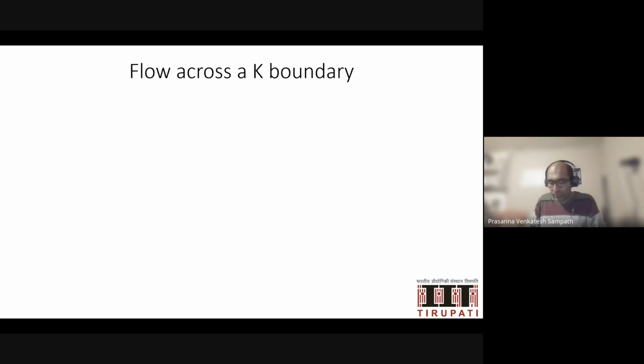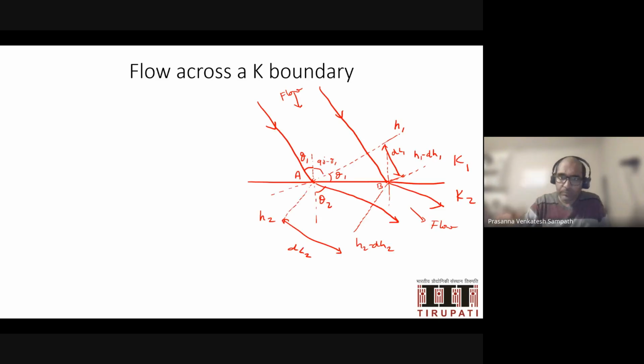So what we'll talk about today is flow across a hydraulic conductivity boundary. We were talking about flow nets, the idea of flow nets and so on. So what happens when flow approaches a boundary where two different hydraulic conductivities meet? I have a conceptual picture over here.